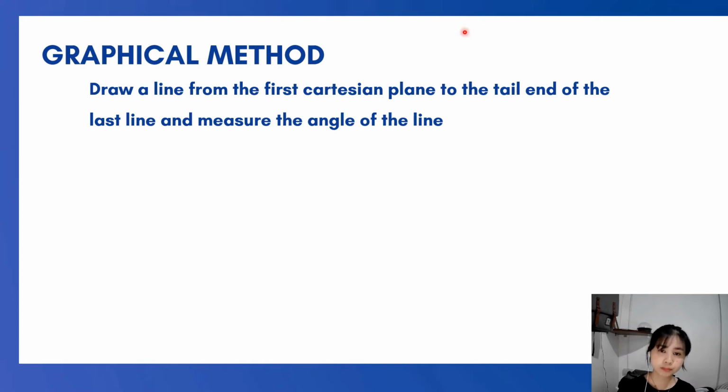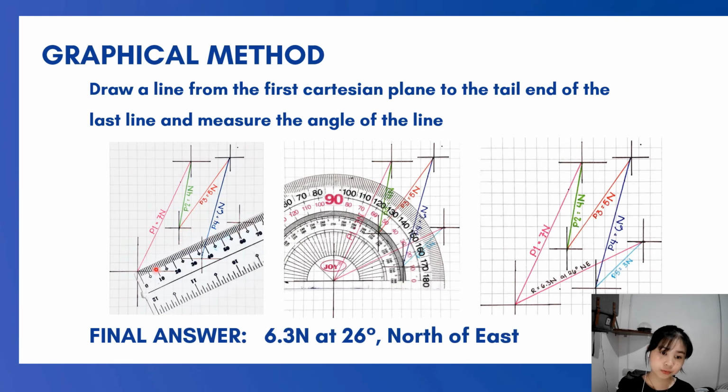So what we'll be doing is we'll draw a line from the center of the first Cartesian plane and we'll be measuring out the length using our ruler. As we can see, the distance roughly measures out to 6.3 centimeters.